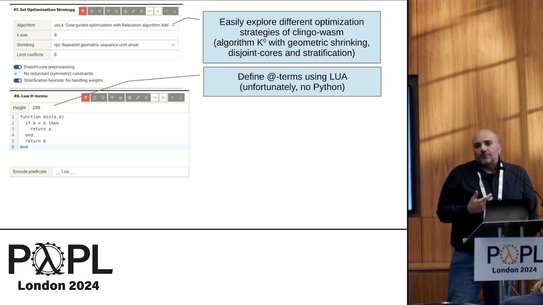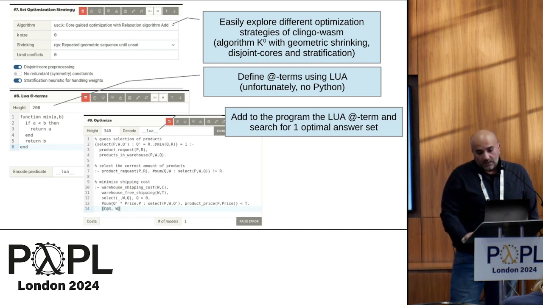Then you can add other elements. For example, if you need the @ terms, which in ASP are interpreted function symbols, you can define them with Lua scripting, no Python at the moment. And then you can use the function you defined in a previous ingredient in a program that maybe is going to compute an optimization problem.